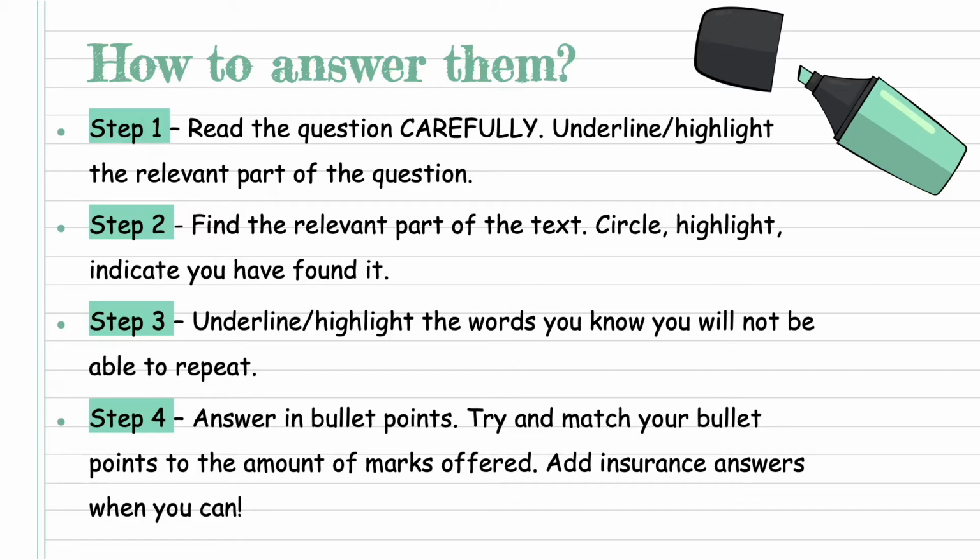The next step, you're going to underline and highlight the words you know you will not be able to repeat. So you're going to read the sentences and you're going to be like, okay, this is relevant to the question. I know this because I've underlined and highlighted that. So I'm now going to use the article, I'm going to underline and highlight the words so I know that I'm not allowed to repeat them, because we know that we lose marks because we accidentally forget to paraphrase a word. And then lastly, you're going to answer in bullet points.